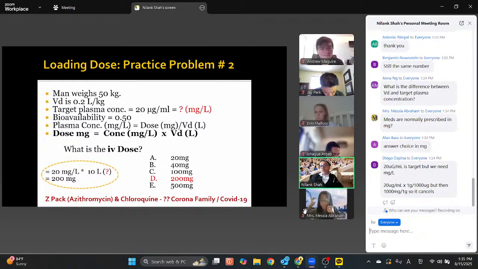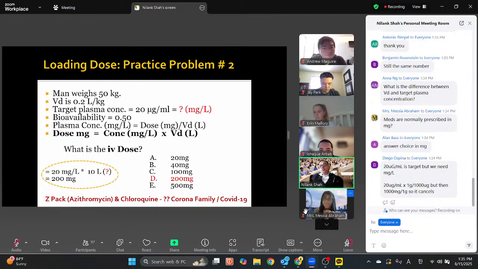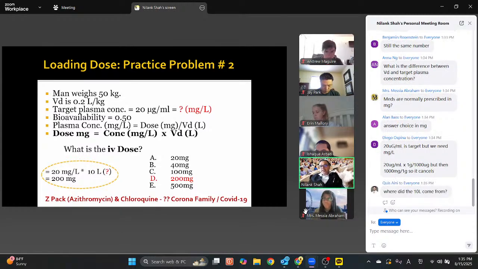Those could be in microgram, Miss Abraham. Those could be in nanogram and picogram. So those can be in any of these things. Yes, milligram is very common. I agree, but it's not always a milligram. It could be microgram.